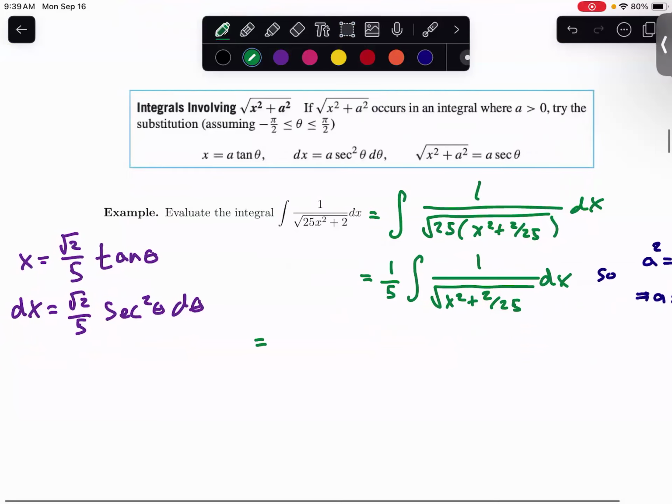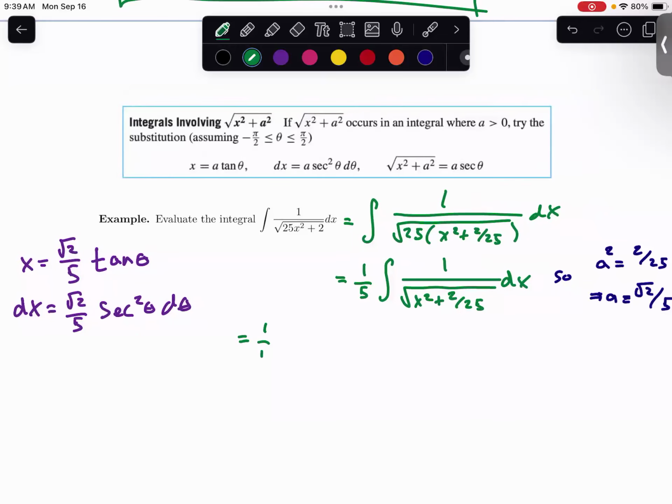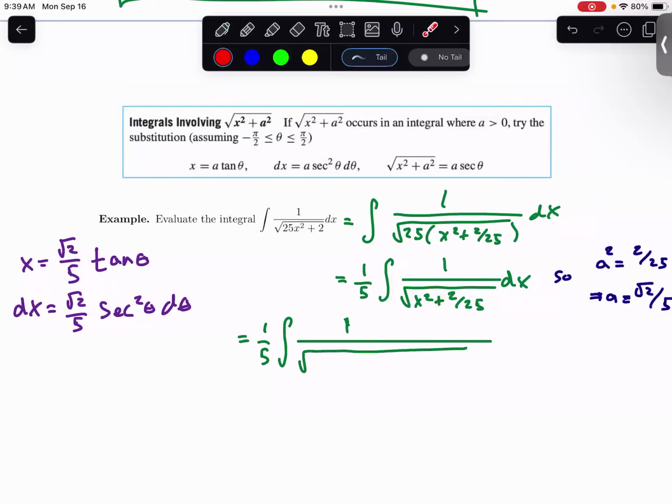So we don't have that much going on here, actually. This is 1 over 5 times the integral of 1 over the square root. Within the square root, we're looking at x squared, where x is equal to the square root of 2 over 5 tangent theta. If you take the square, you're going to get 2 over 25 times tangent squared theta plus 2 over 25. And then this is going to be multiplied by dx, where dx is the square root of 2 over 5 times secant squared theta.